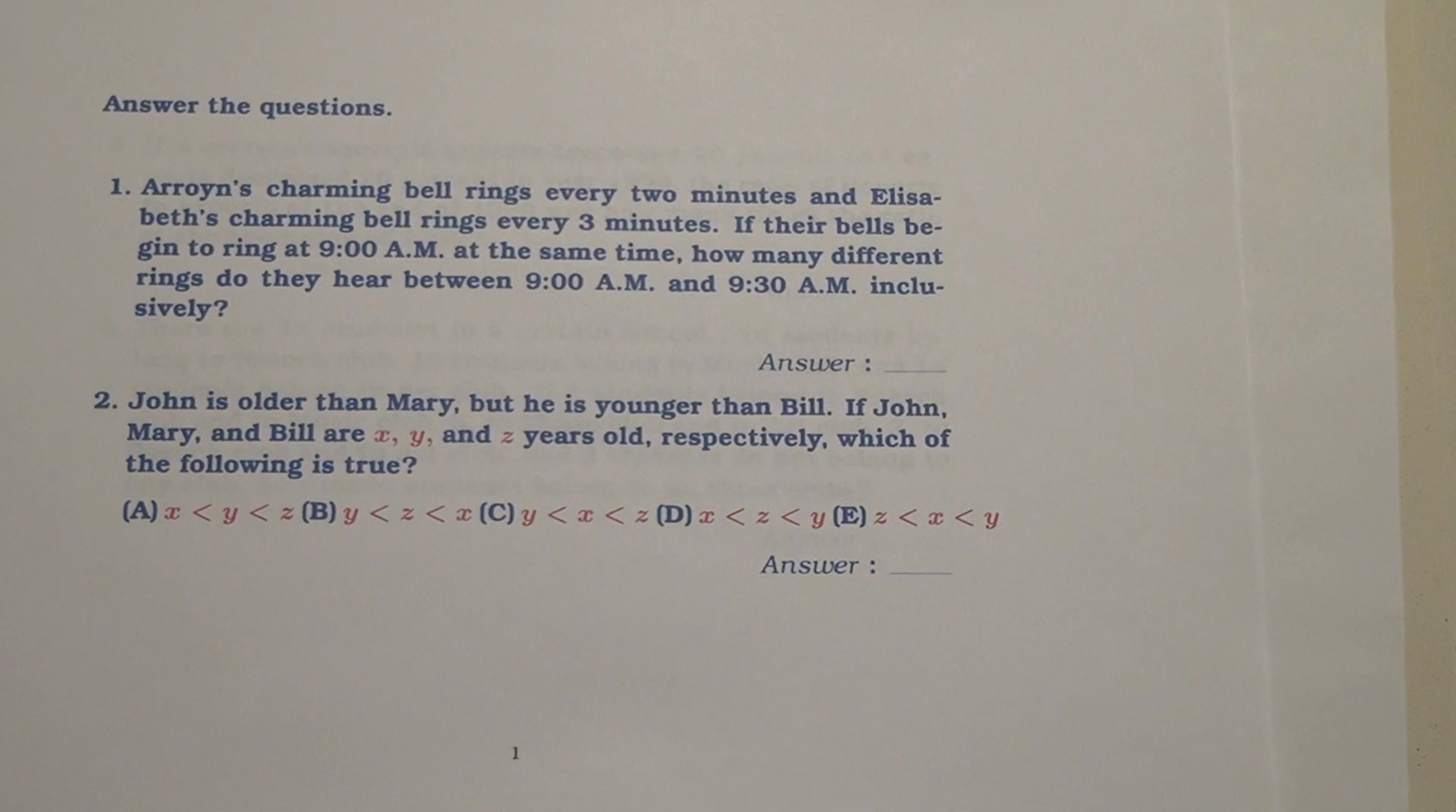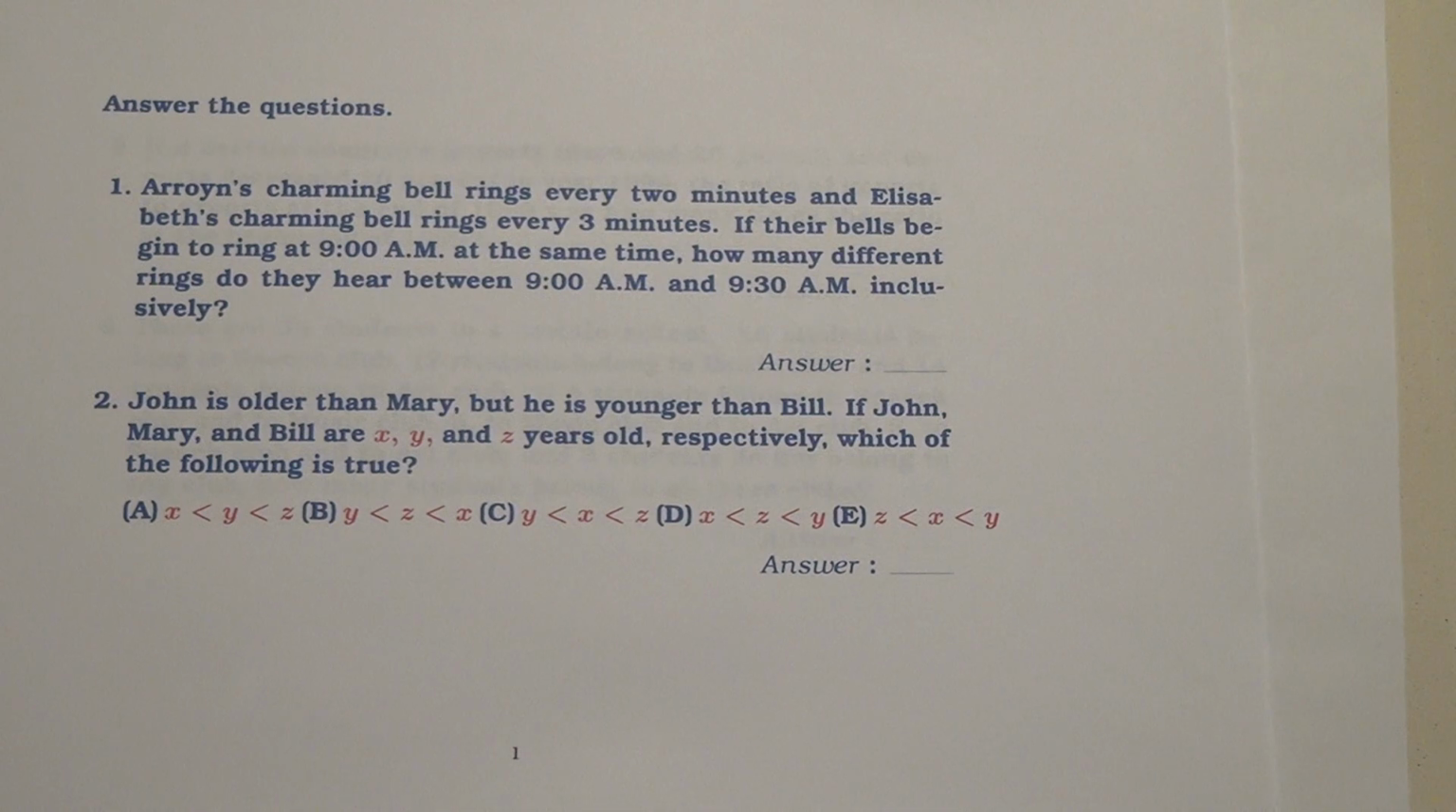Number 1, Arrange's charming bell rings every 2 minutes and Elizabeth's charming bell rings every 3 minutes. If their bells begin to ring at 9 a.m. at the same time, how many different rings do they hear between 9 a.m. and 9:30 a.m. inclusively? Okay, you understand, right? What is the meaning of inclusively? Beginning and ending ring should be counted.